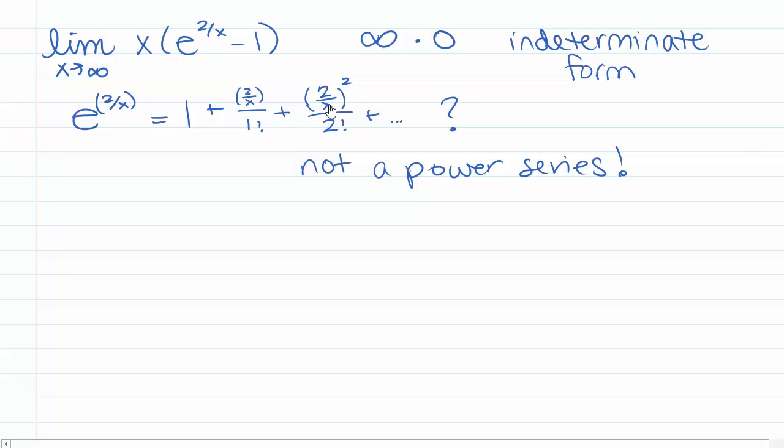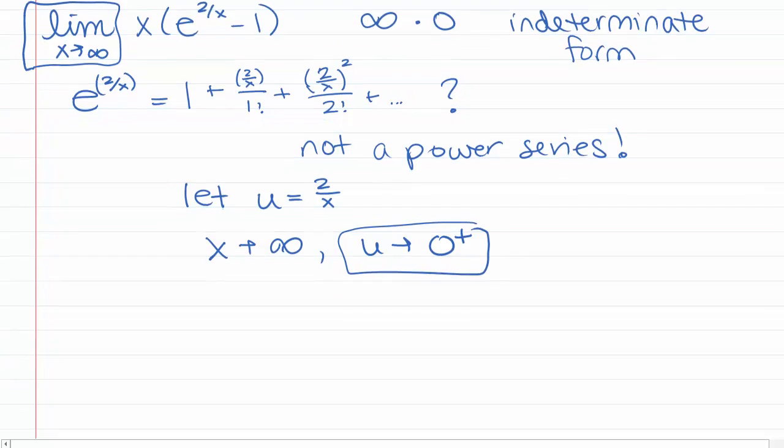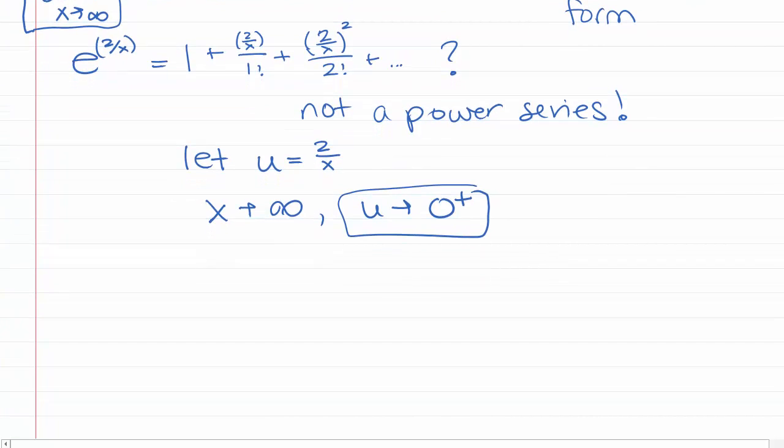We do have to worry about one thing, though. We're doing a substitution here. We're letting u equal 2 over x, and we're using the e to the u formula, right? So when x is going to infinity, then u here would be going to 0 from the right side. So instead of taking the limit as x goes to infinity, if we're going to instead look at this new series in terms of u, we want to look at the limit as u goes to 0 from the right, and then actually write our problem in terms of u.